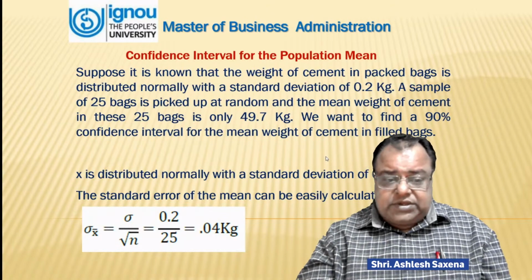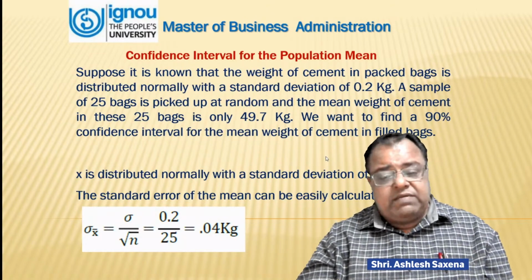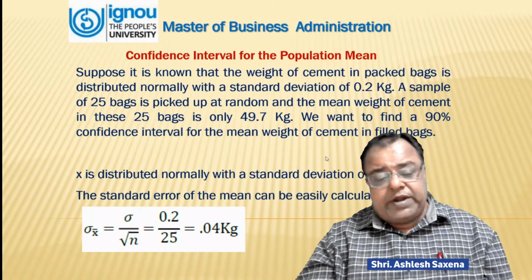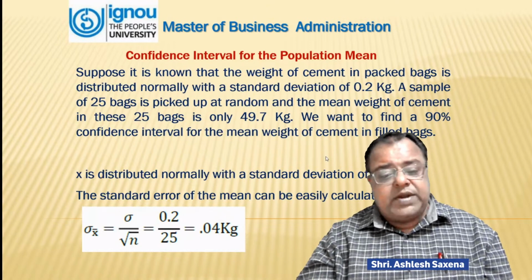If X is distributed normally with a standard deviation of 0.2 kg, then the standard error will be sigma x bar equal to sigma upon root n. That will be 0.2 divided by root of 25, which comes out to be 0.04 kg.